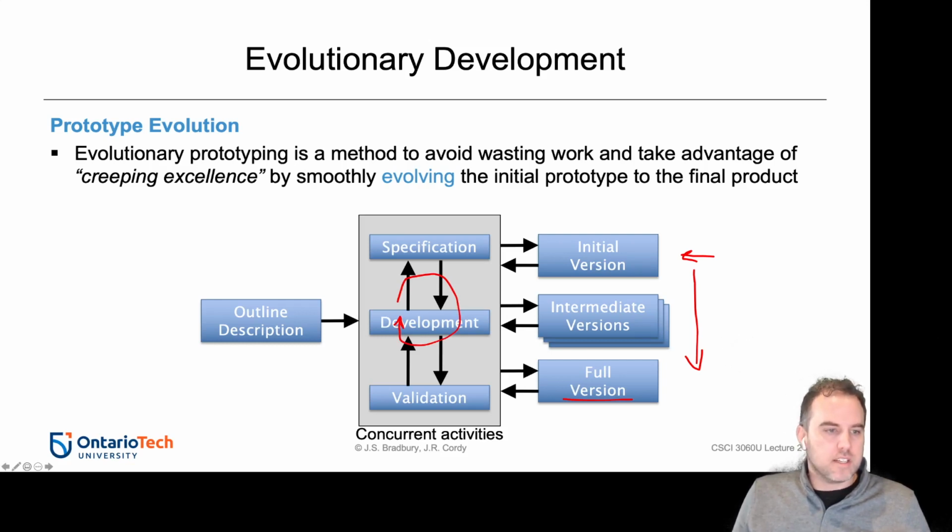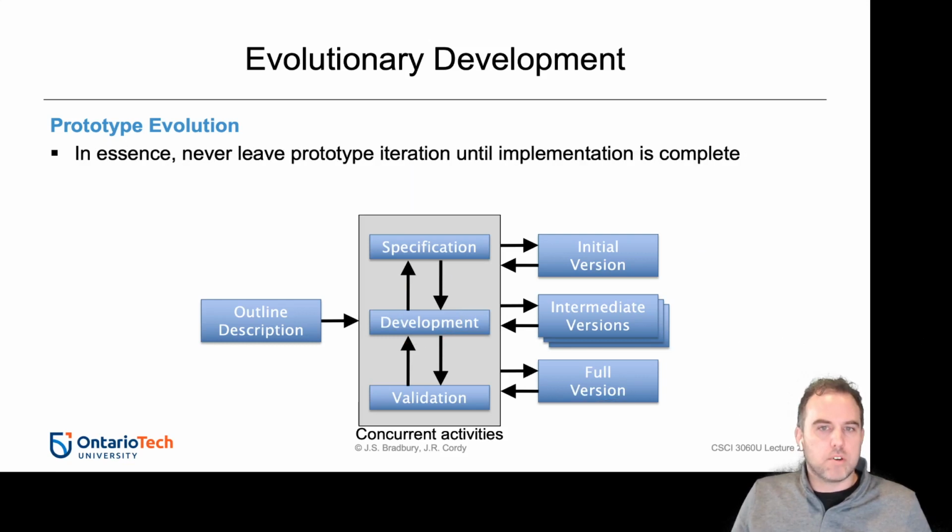Now this is starting to sound like, hey, this could be useful. This could be something that's beneficial, and that's something we might want to think about. In this case, the goal is to never leave the prototype iteration until you're done. So forget about full development. We're just going to do the whole thing in that loop, and once we have the full version, then we're done.